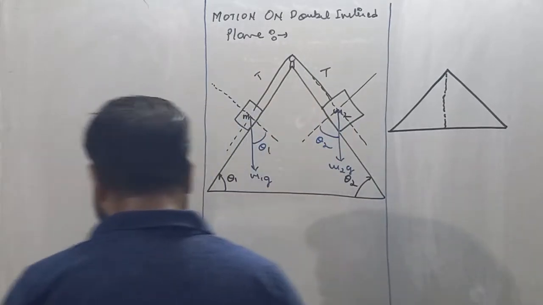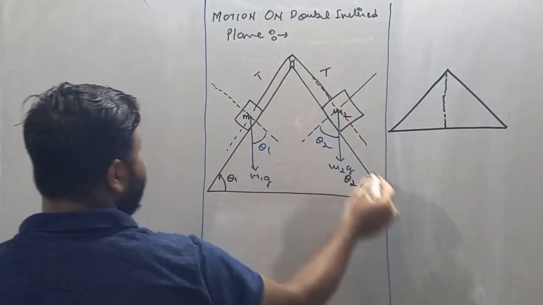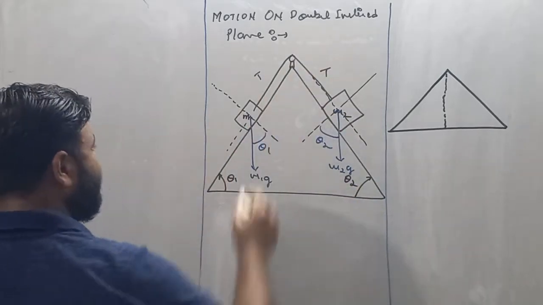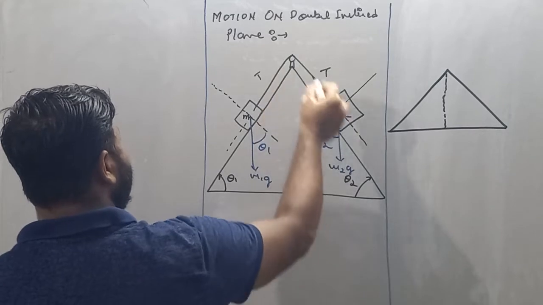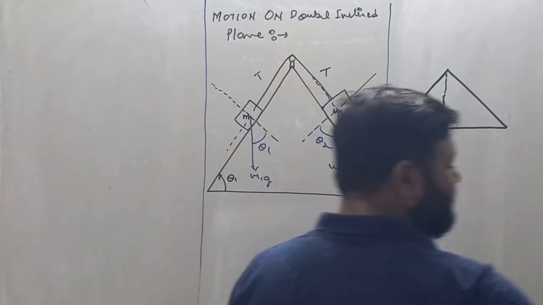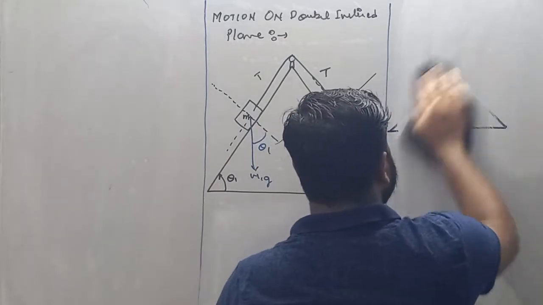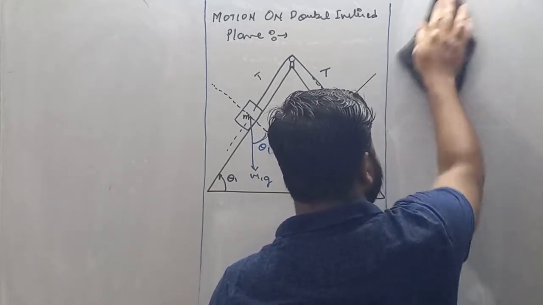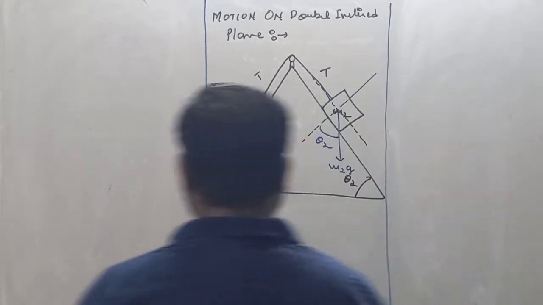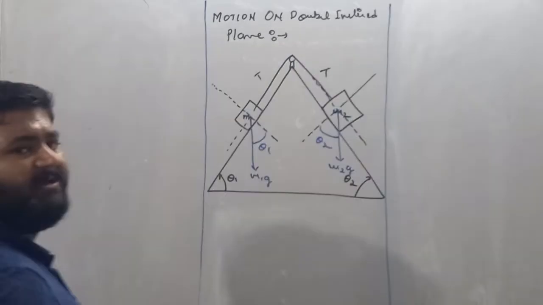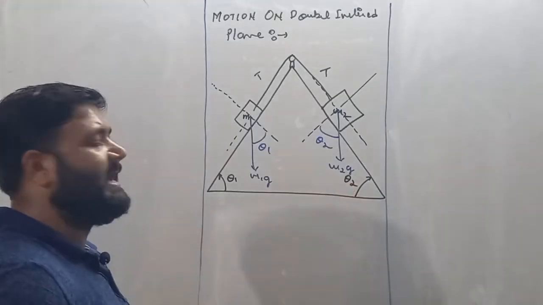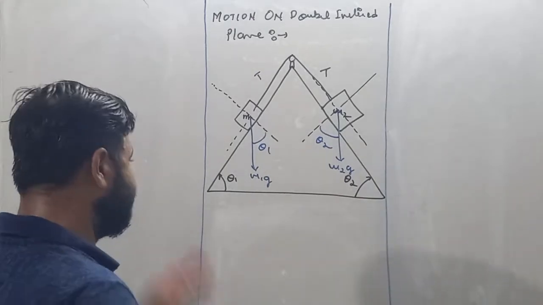So my dear students, see here, we have a double inclined plane in which a pulley is there. Over the pulley there is a rope which is passing, and two masses are connected with the pulley. The masses are m1 and m2. So two masses are here: first is m1 and second is m2. And see my dear student, this is your angle of inclination. This angle of inclination is theta 1 and this angle of inclination is theta 2.